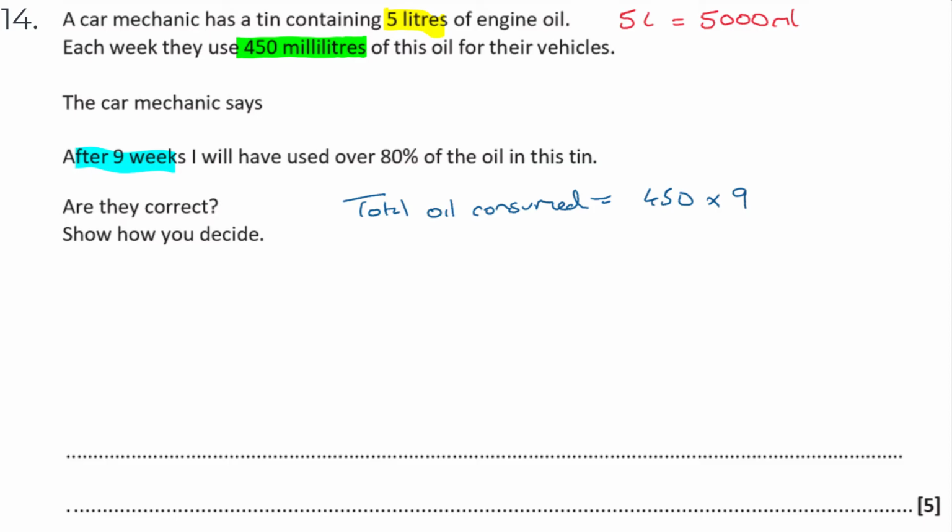Now, 450 times 9. Now, I know that 450 times 10 is going to be 4,500. So times 9 is going to be 450 less than that. So 4,500 take away 450. That's 4,050. Okay? Now, if you're struggling with that, you can always do it by long multiplication and work it out that way. But I was just doing 450 times 10 is 4,500. Take one of the 450s away. Going to be quicker than doing that multiplication. Okay, so anyway, that's 4,050 used.